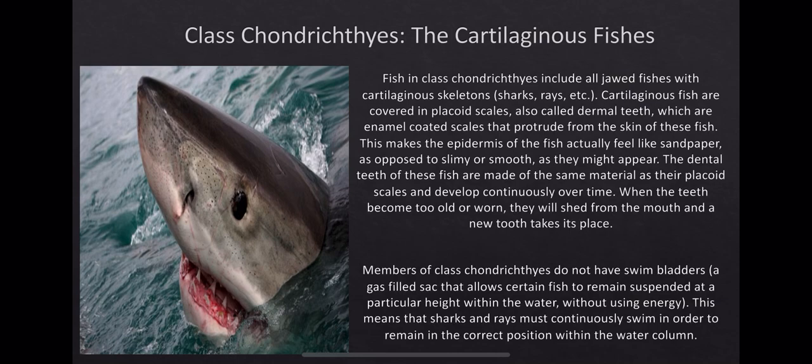They also don't have swim bladders. So the swim bladder is a gas-filled sac that takes up a large portion of the center of the fish, and it allows it to remain buoyant and essentially maintain its position in the water column very easily. Sharks don't have that, which means they are going to swim very continuously.